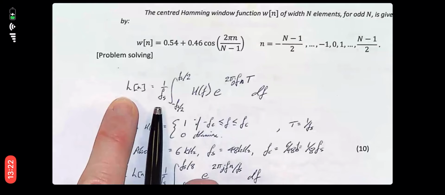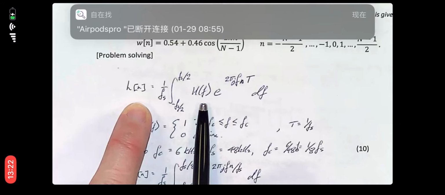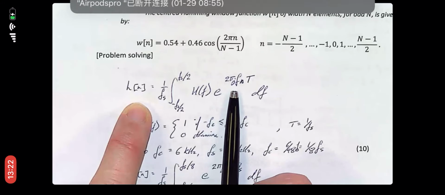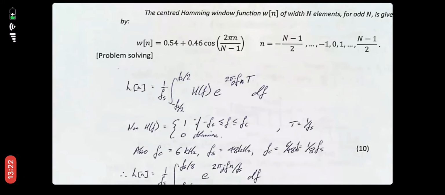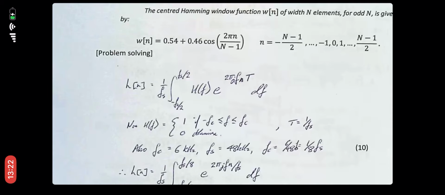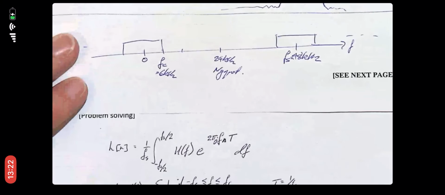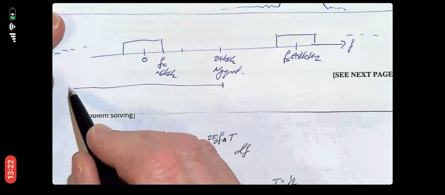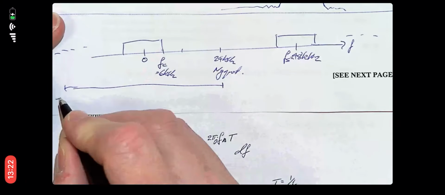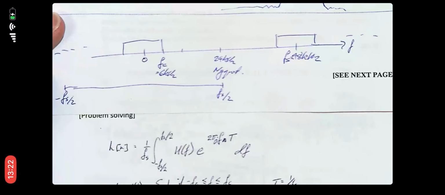So our h of n is 1 over fs, so we've done the substitution here. Integral from minus fs over 2 to plus fs over 2, h of f e to the 2 pi j f n t, where t is 1 over fs. So we've done the substitutions here already to do that. Now our h of f, let's just pull this out at the top of this part of the question here. This is the integral that we do between minus fs over 2 to plus fs over 2. This is the integral range that we're doing.